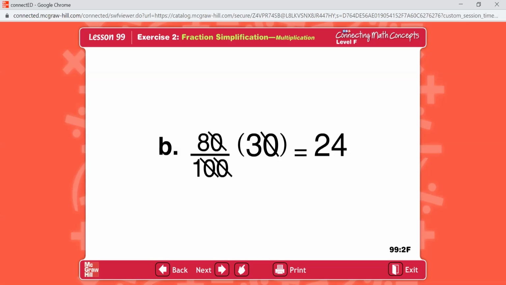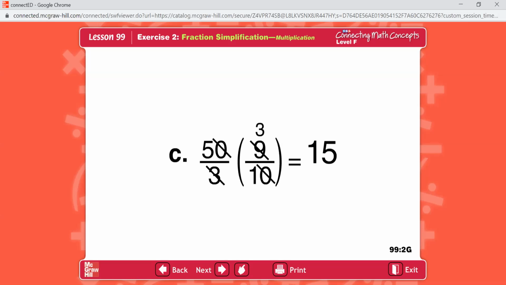Problem C, 50/3 times 9/10. Pause the video now to work the problem. Resume when you're ready to check your work. For problem C, you crossed out zeros. They left you with 5/3 times 9. You simplified 9/3, equaling 3. 50/3 times 9/10 equals 15.